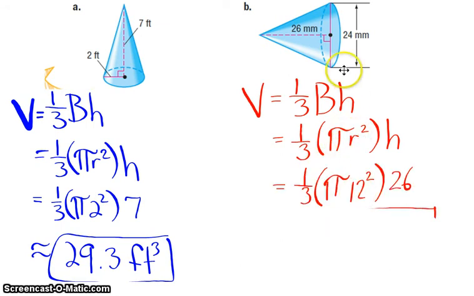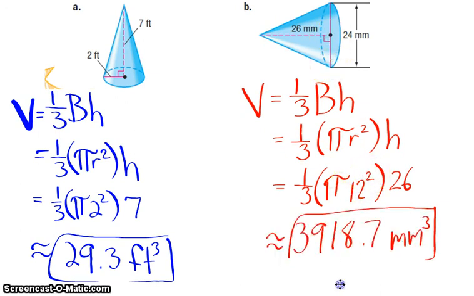Okay, let's plug in. Your radius here is going to be 12, so be careful. 12 squared. Okay. Final answer should be approximately 3,918.7 millimeters cubed.